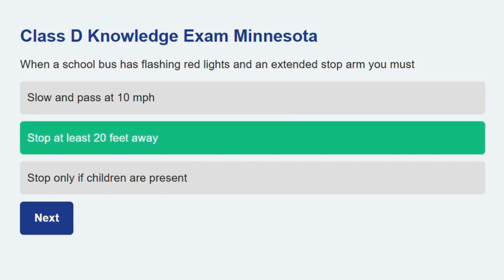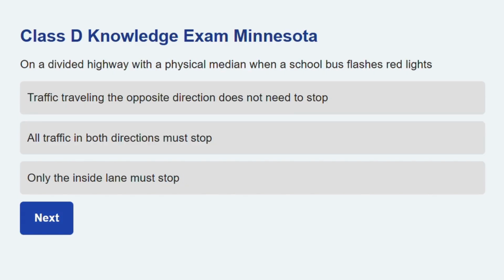Moving on. When a school bus has flashing red lights and an extended stop arm, you must stop at least 20 feet away. This distance provides a safety buffer for children who may be crossing the street and ensures you have room to stop without endangering students.